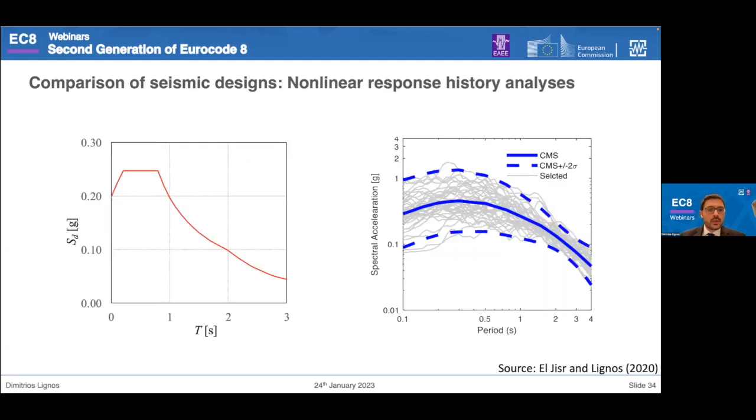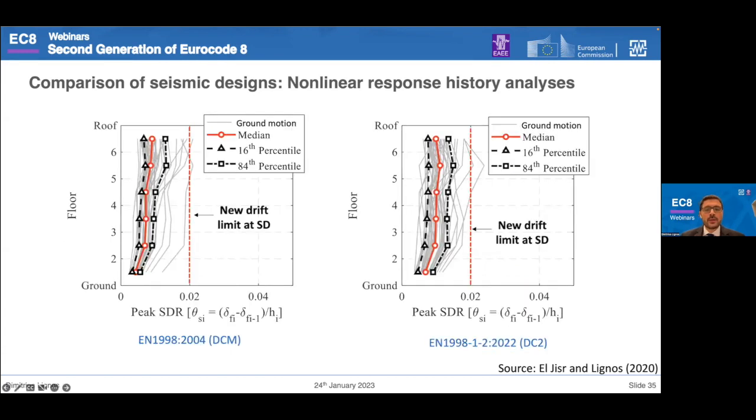There have been studies also where the actual ground motion content has been considered for the design locations I showed. Here you see a snapshot of the ground motion selection we've done based on local seismicity. For a set of 40 ground motions, not just one, if you contrast the interstory drift angles expected for a DC2 design here on the right, you see that on average the performance of the building would be well below the new drift limit at SD. And also the deformation along the building height would not localize at any story, despite the fact that capacity design hasn't been considered.